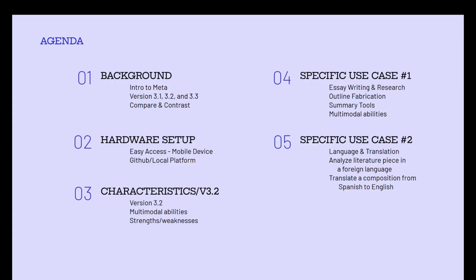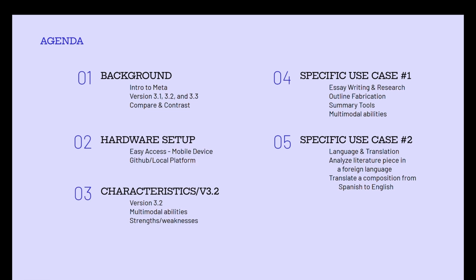So I'm going to start with a little bit of background. I'm going to do an intro to Meta, highlight the 3 versions, compare and contrast them. Then I'm going to show a little bit of hardware setup, so how to easily access Meta's AI using a mobile device, and then also a little bit harder access if you want more computing power, that you can download the AI source via GitHub, clone it to your local repository, or run it on a local platform like Hugging Face. That is easier, so you can run it locally and have that computing power be on your own computer.